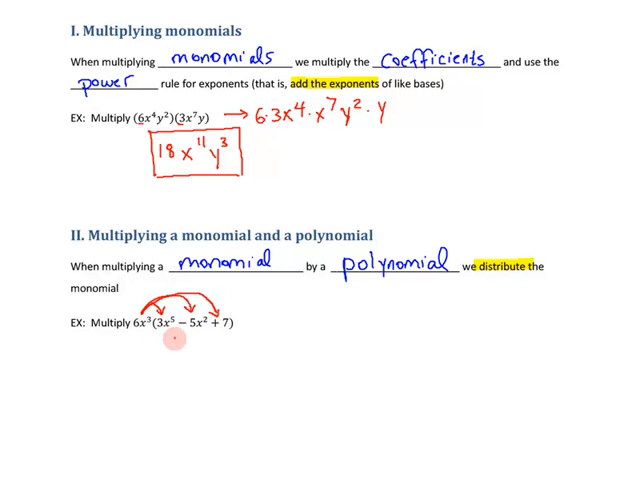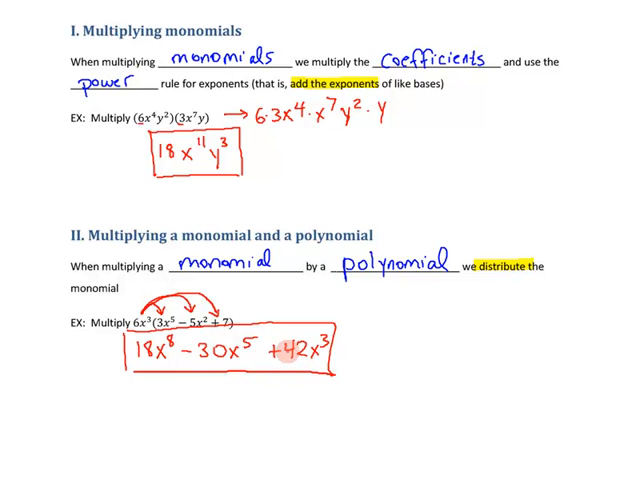6x cubed times 3x to the 5th would be 6 times 3 is 18. x to the 3rd times x to the 5th is x to the 8th. 6 times a minus 5x squared is minus 30x to the 5th, and 6 times 7 is plus 42x cubed. Okay, and that's it. We can't combine like terms because there are no like terms. That's the final form of your answer.